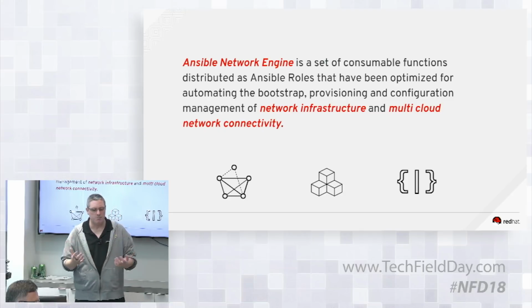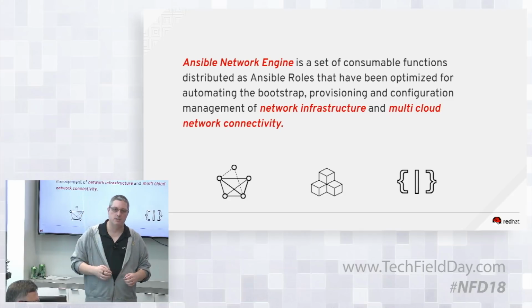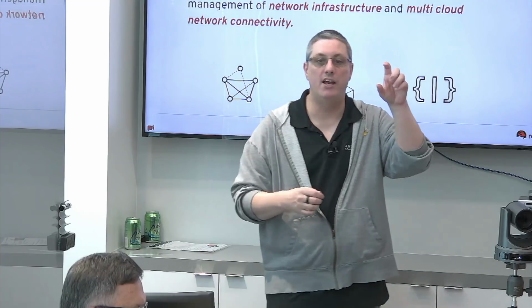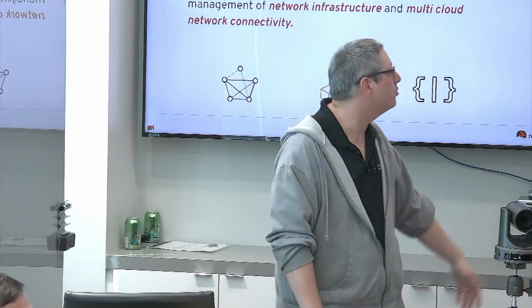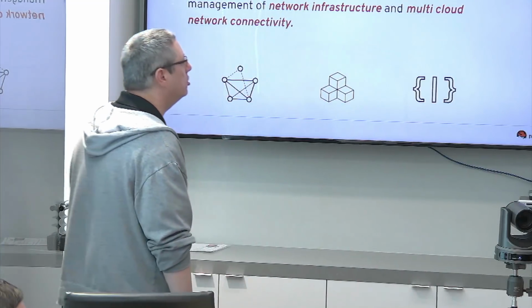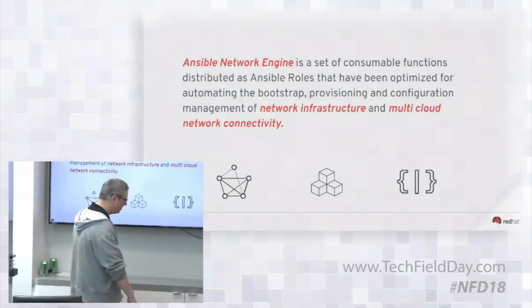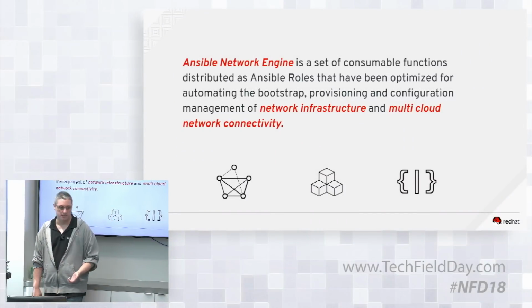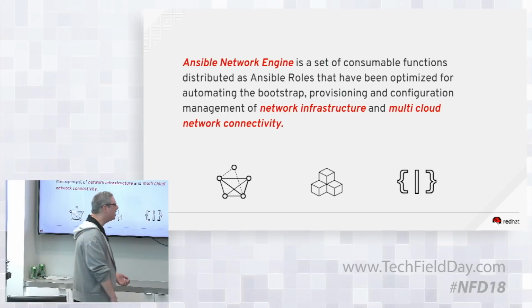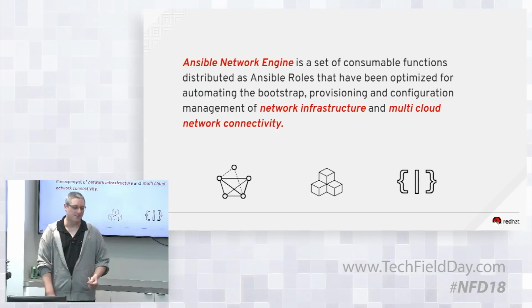So in an Ansible playbook, we have this concept of a task list. A role is nothing more than a single entry that could explode into a whole bunch of tasks. That's essentially what a role is. So Ansible Network Engine is going to be a set of consumable functions. Keyword here being functions. These are going to map to network operational use cases. And it's going to focus on automating bootstrap provisioning and configuration management. Wow. It's a wordy little sentence.